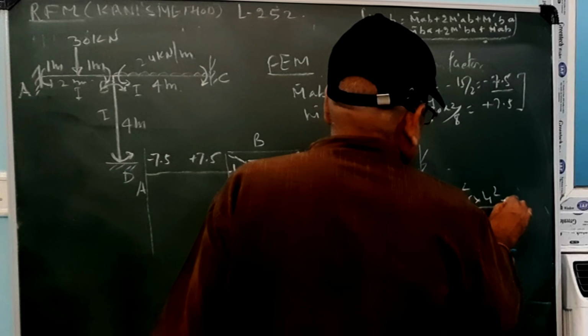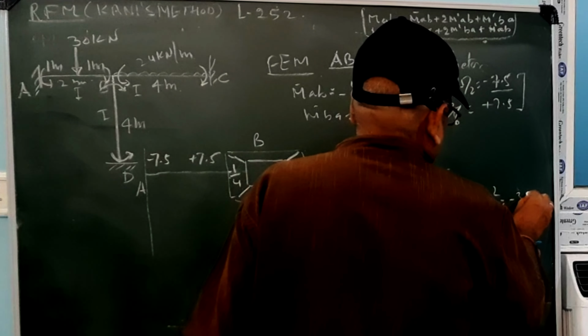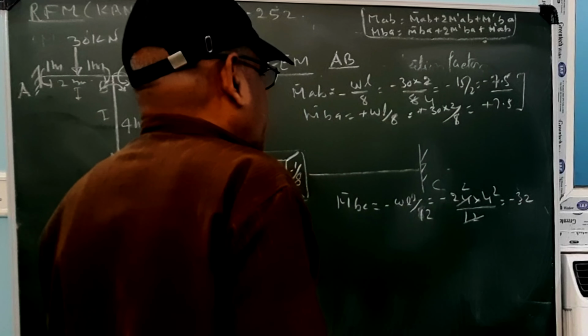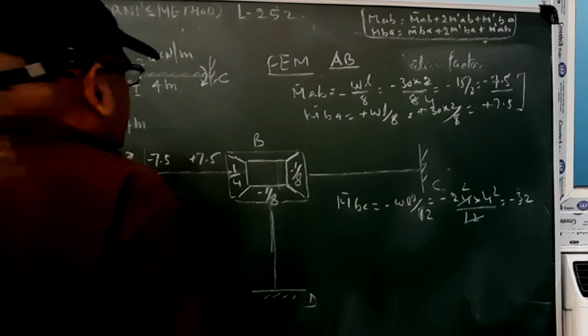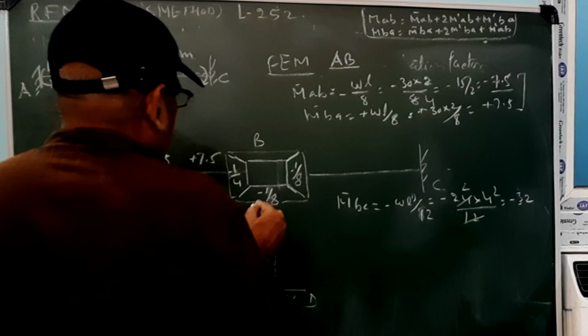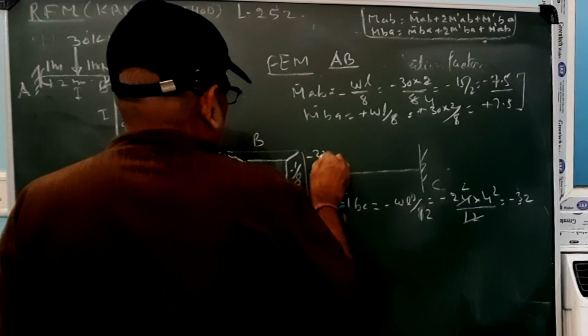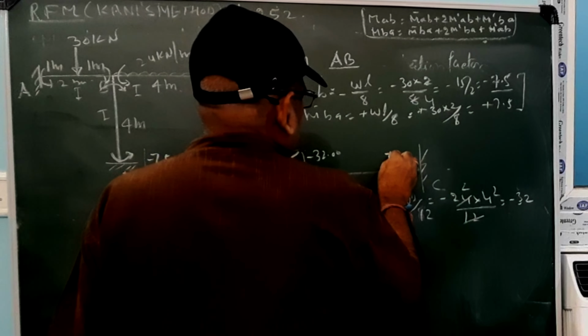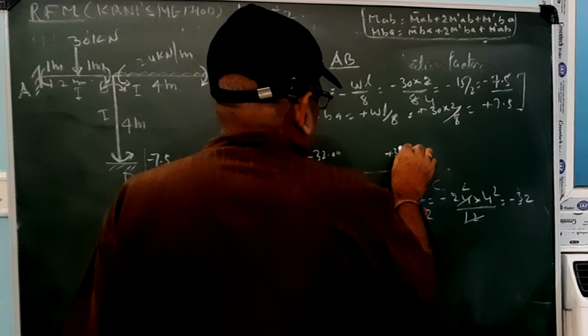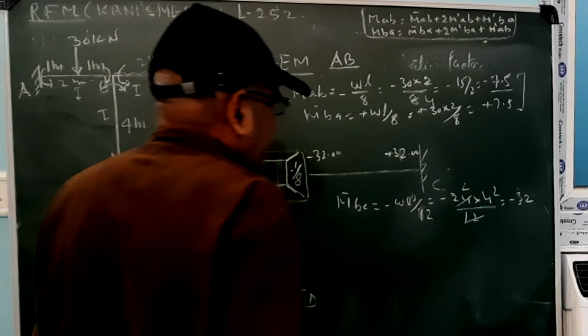12, 24, 16, 32, minus 32. So this is your minus 32, and this will be your plus 32. Sorry, plus 32, because this will be same.